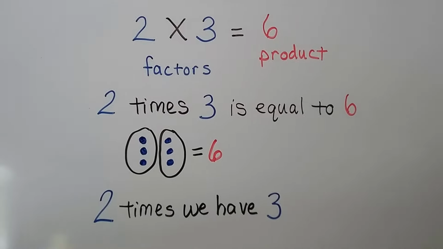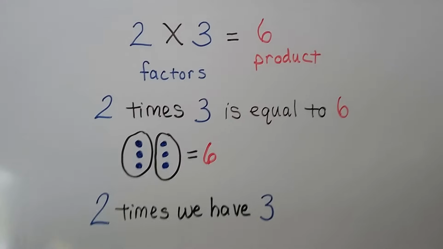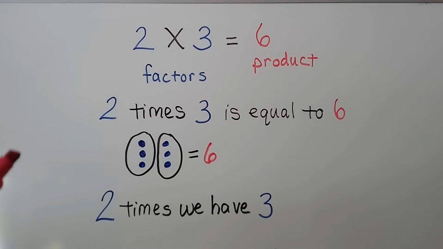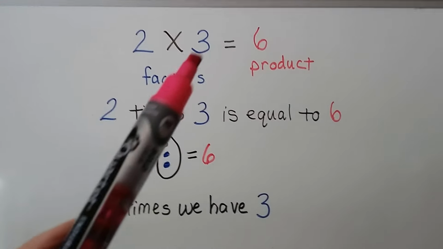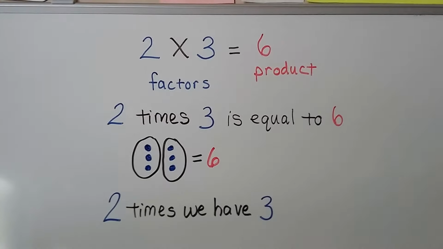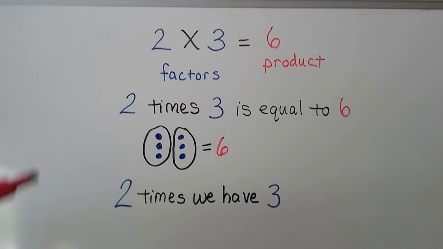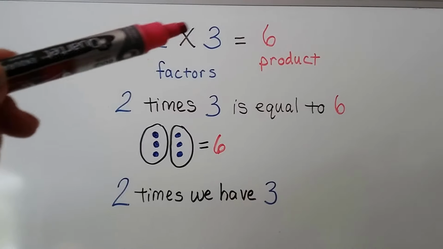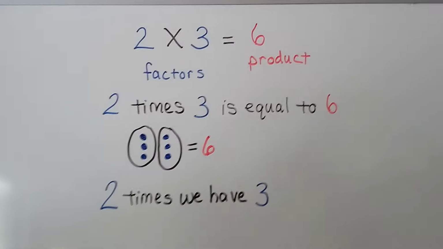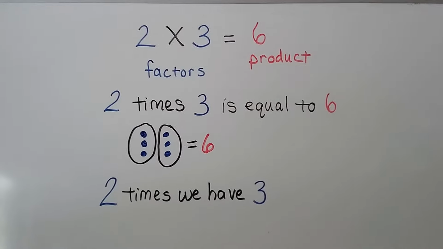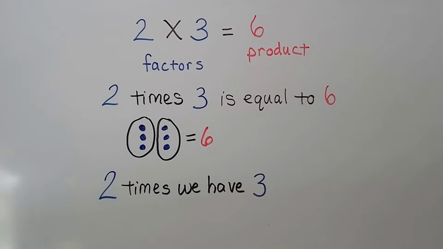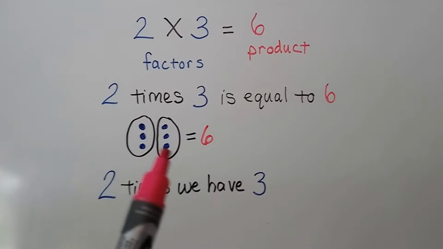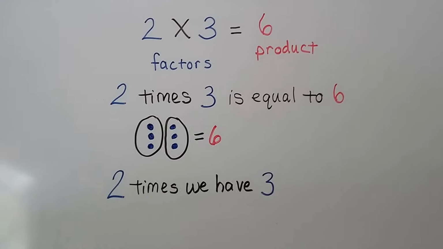We have a multiplication problem right here at the top. And when we add two numbers together, those are the addends, right? Well, in multiplication, the two numbers we multiply are called factors. And the answer is called the product. This says 2 times 3 is equal to 6. It means 2 times we have a 3. See that? There's 2 times that we have a 3 in a group, okay?